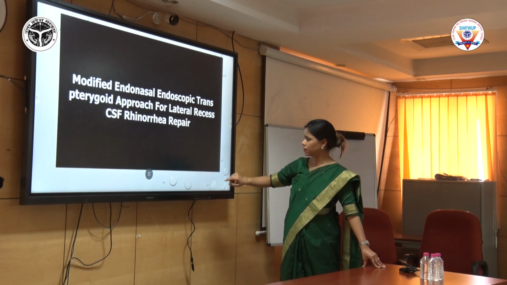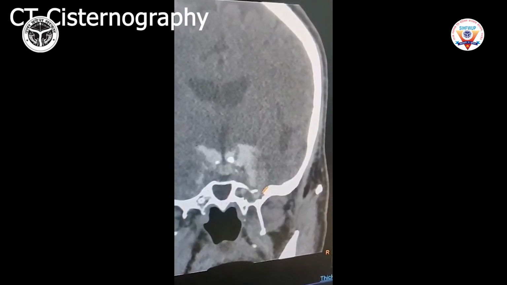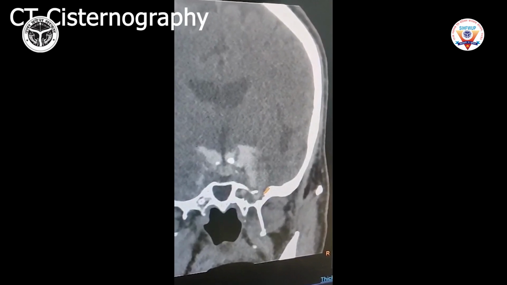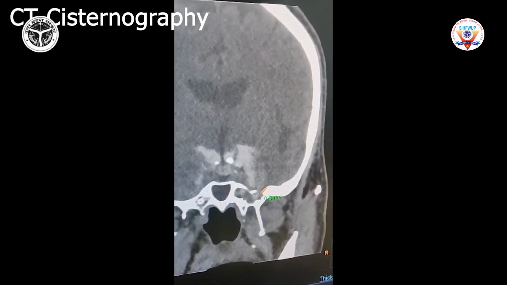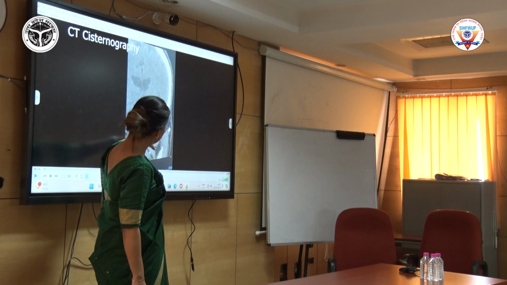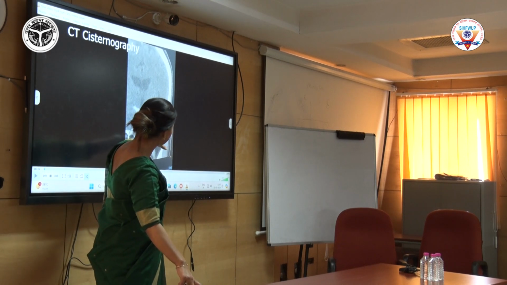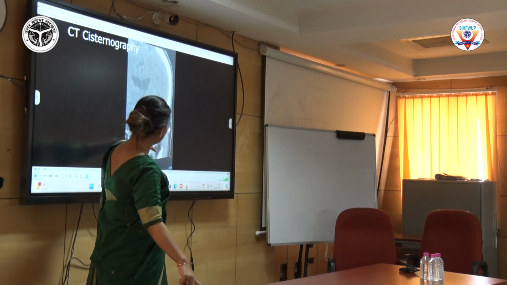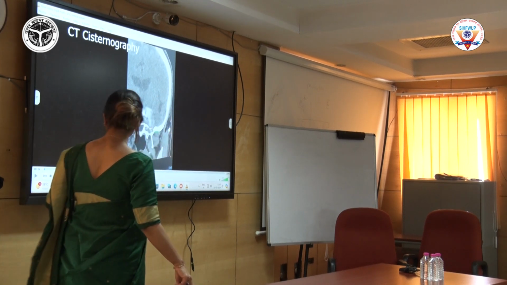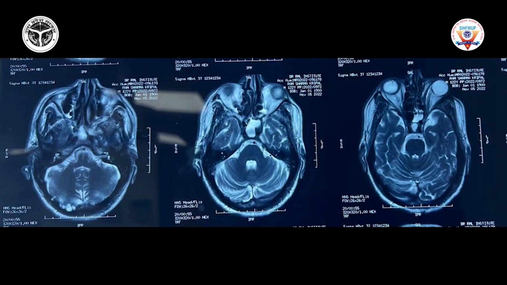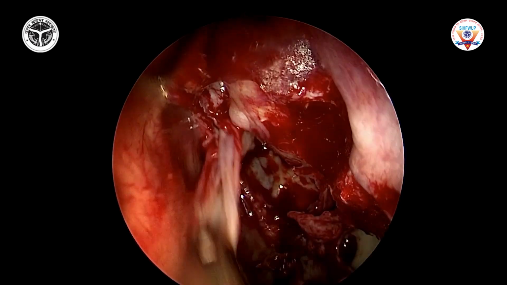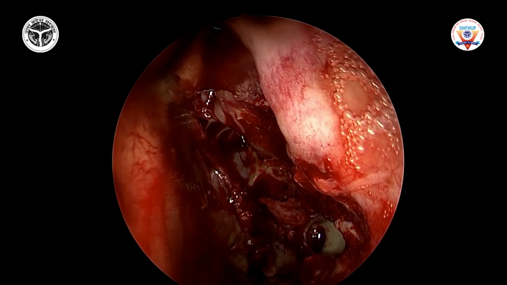So this is the CT cisternography, and you can see the sphenoid sinus on this side. This is the lateral recess, the greater wing of the sphenoid and the pterygoid plates. The base of the pterygoid is well pneumatized, and this is the skull base defect, about 4.2 mm, which is filled with CSF fluid and also a meningoencephalocele. So this is the MRI. You can see fluid filled on the left side.